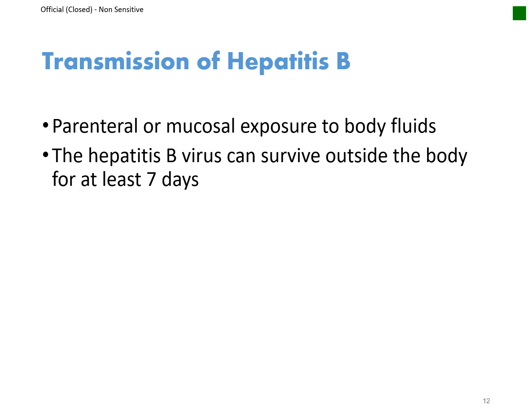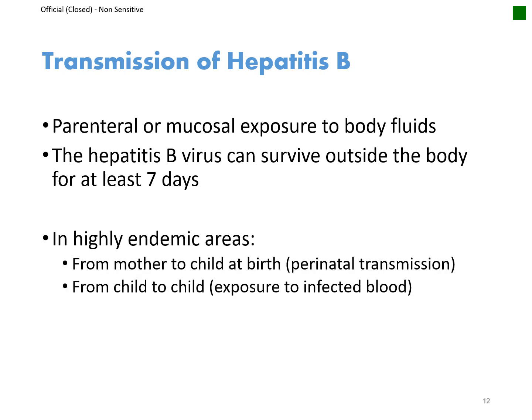Hepatitis B is spread through parenteral or mucosal exposure to infected blood or body fluids. The hepatitis B virus can survive outside the body for at least 7 days, so during this time, the virus can still cause infection if it enters the body of a person who is not protected by the vaccine. In highly endemic areas where hepatitis B is more prevalent, hepatitis B is most commonly spread from mother to child at birth or from child to child through exposure to infected blood.